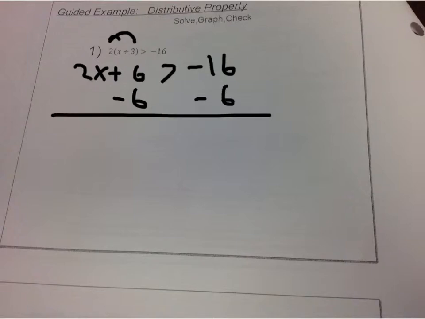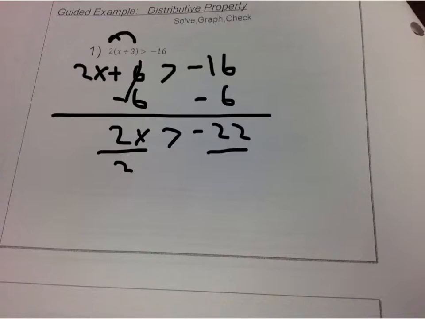And that's going to leave us with, canceling that out, 2x is greater than negative 16 minus 6. Be very careful here. We have two negatives, so you need to add them up. So negative 16 minus 6, that's going to be negative 22. And now we're left with a one-step problem. We have to undo this multiplication. So 2 times x, we want to do the opposite. Divide by 2 and divide by 2.